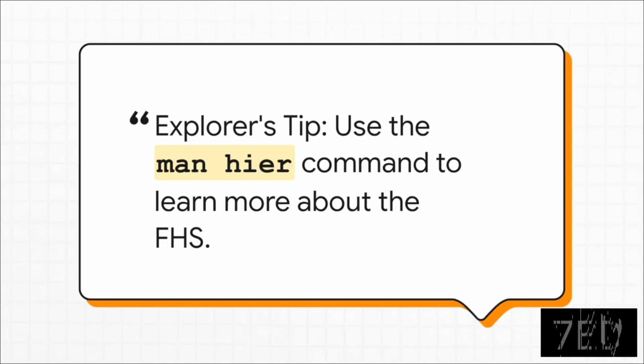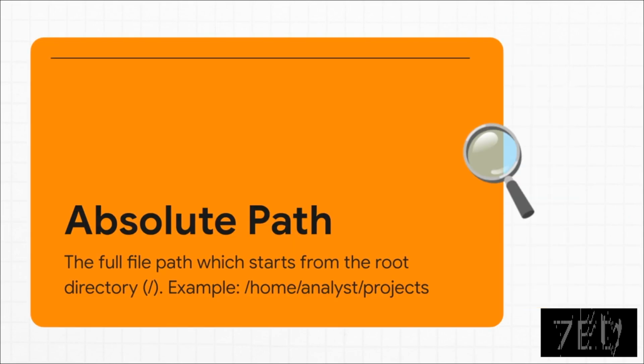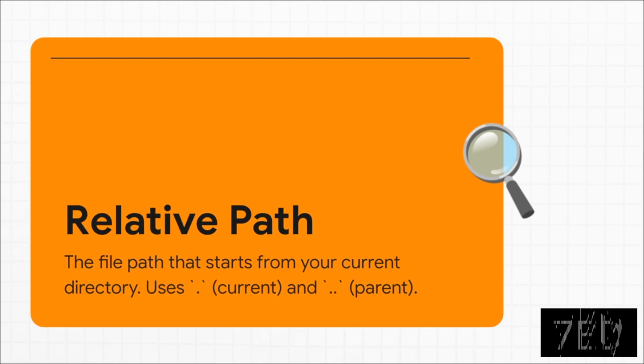And here's a little pro tip for you. If you ever feel lost or just want to know more, you can type man here in the terminal. It pulls up the official manual for the entire file system. It's literally like having the city's master blueprint in your back pocket. Now, to get around this city, you need an address. An absolute path is kind of like a full GPS address. It always starts from the city center, that /, and it gives you the complete step-by-step route to any file or folder. No ambiguity.